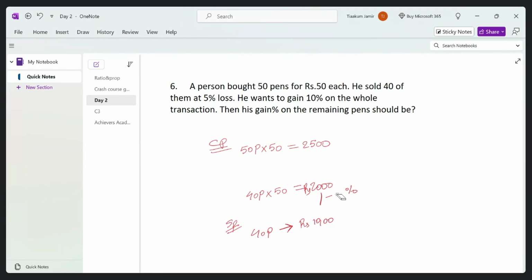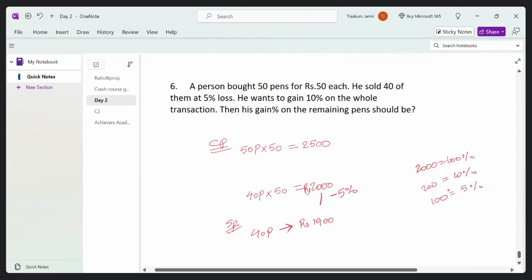So this 40 pens, he sold with rupees 1900, because 10%, oh it's 5%, okay. 5% of 2000 rupees is what? 100 rupees. Though 2000 is 100%, 10% will be 200, 5% will be what? Half of 10. Half of 200 will be 100, or no? 5% loss means 100 rupees minus.